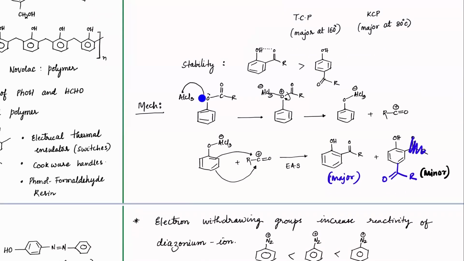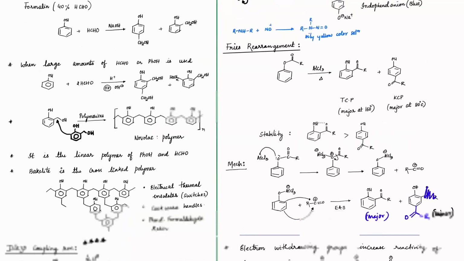Okay, follow through the mechanism. Oxygen takes AlCl3, creates a positive charge that pushes the electrons towards oxygen. Correct. So removing this as C double bond OR. C double bond OR is a new electrophile here. So that can attack on ortho or para positions. So from here it can attack, convert into this major product, and from para position it will convert into this minor product. So this is the product you will get from Fries rearrangement.